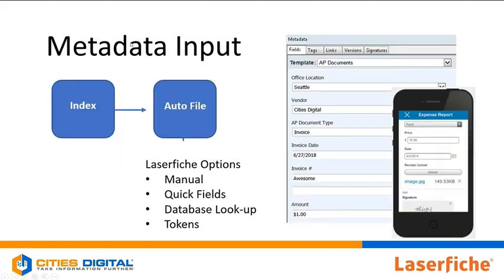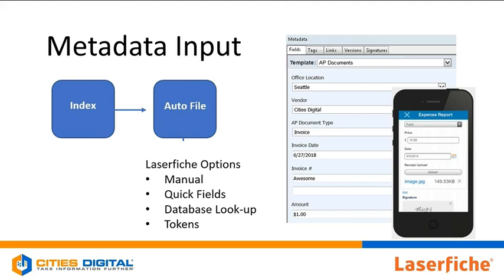The next step is typically just adding metadata to the documents. What we took a look at a little while ago was the manual option of going in and using drop downs or typing in information to index the information that we need. You can use Quick Fields. You don't need to use Quick Fields solely on checks. You can really use it on any type of document as long as there's some standardization to it.